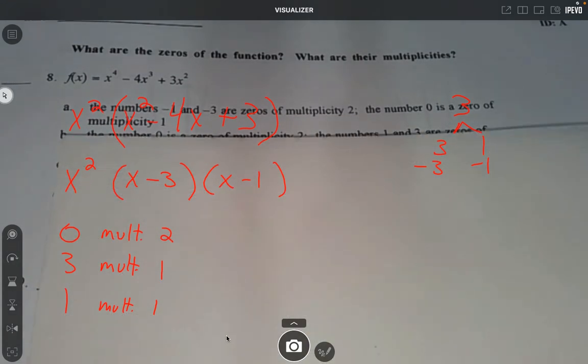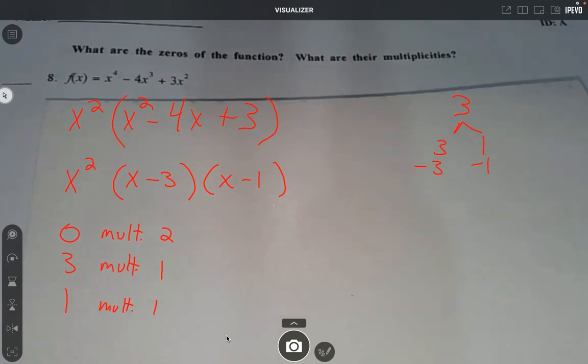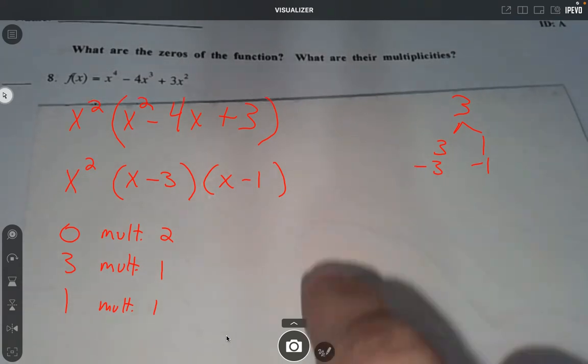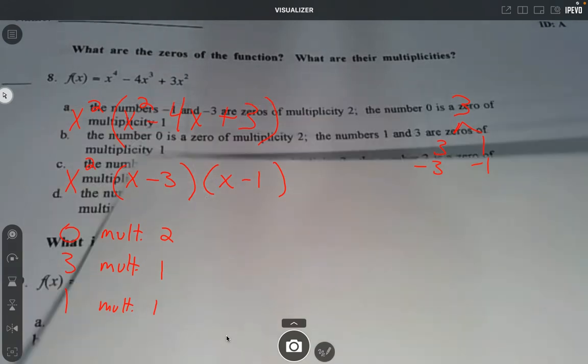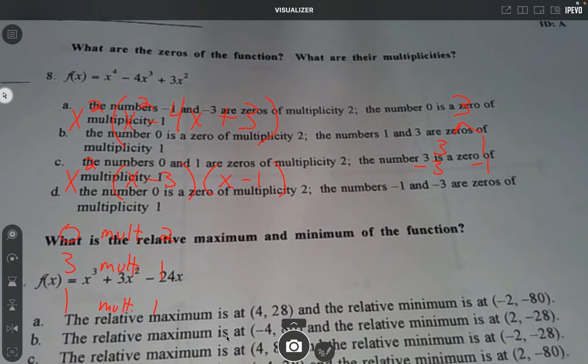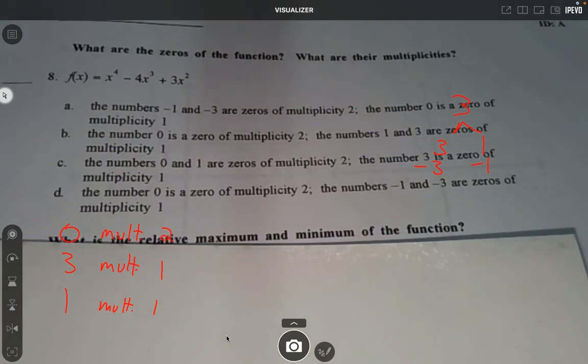So look, can I erase that top part? Or is anybody still writing the factor part down? No? Okay, so I'm going to erase that so you can kind of see what the answer choices would look like on your quiz. Let me put that underneath so it doesn't look so confusing.